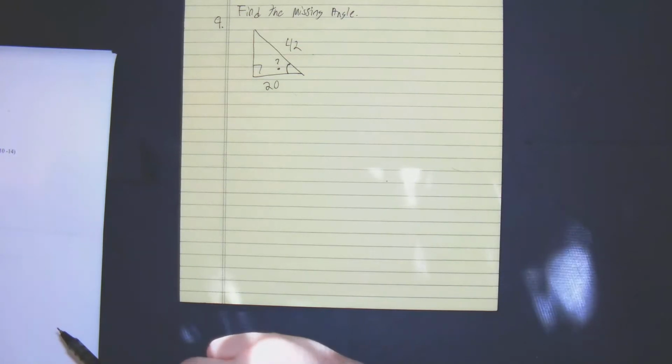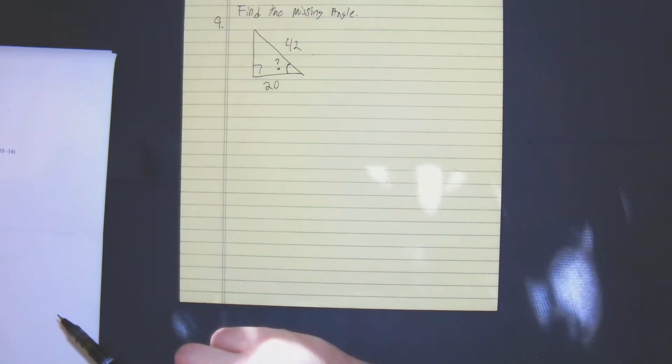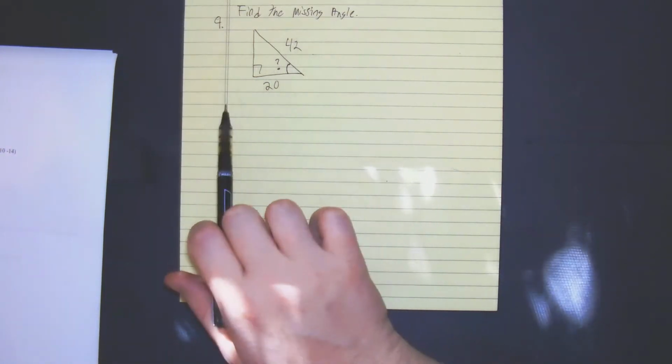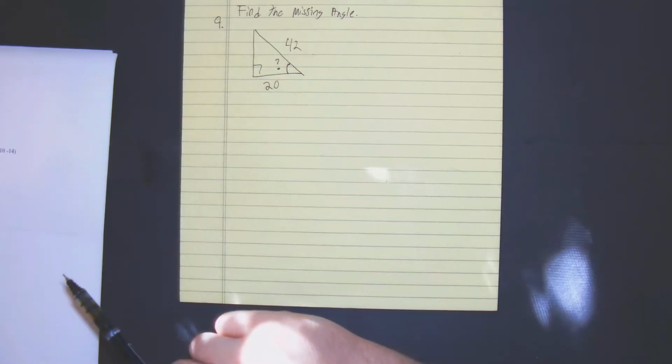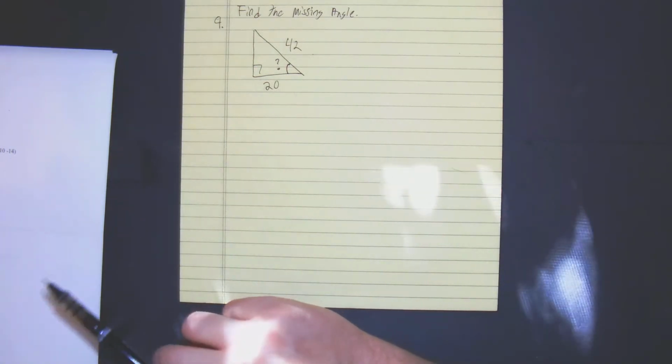Find the missing angle. So right here, I see a right triangle with two sides given and a missing angle. So I know I can use the inverse trig functions for this.